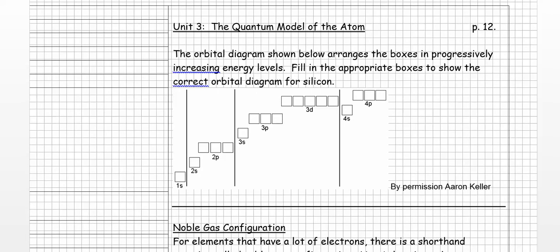This orbital diagram shows the boxes arranged in progressively increasing energy levels. Let's study this just a little bit. Fill in the appropriate boxes to show the correct orbital diagram for silicon. Now silicon has 14 electrons. Check that on your periodic table. So where do we put the first electron? We're going to put it right here.